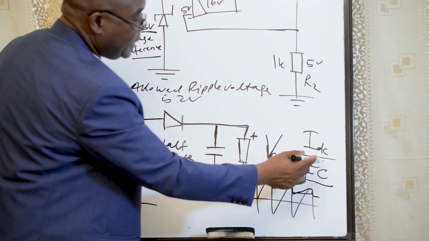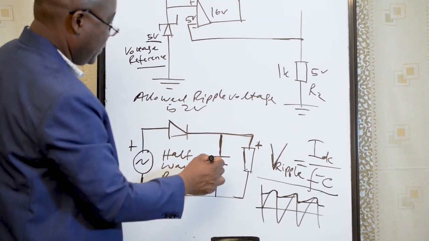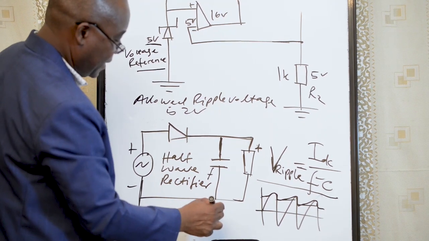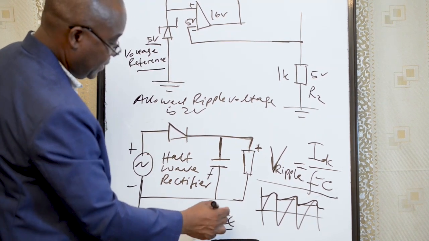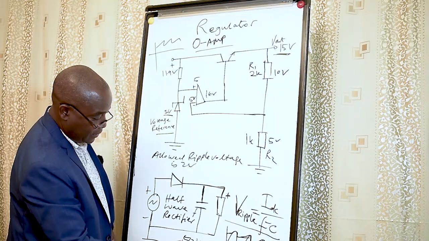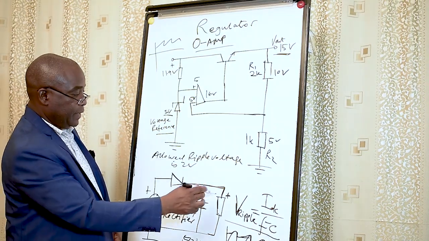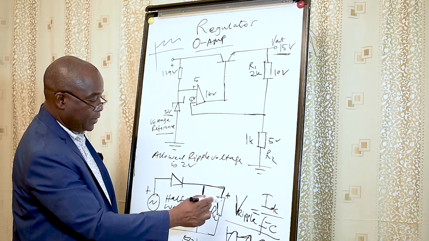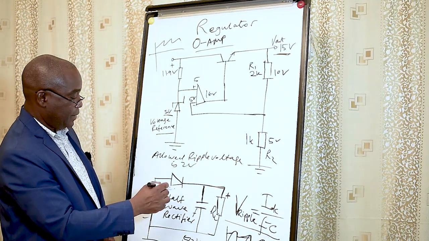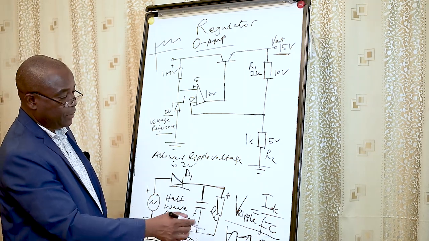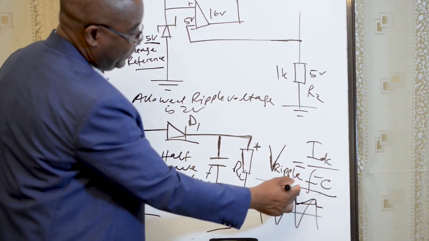This is the frequency across the capacitor, frequency in here. And the frequency in Tanzania is 50 Hz. Our frequency is 50 Hz. This is RL, a load resistor, and this is a diode, D. So the formula of a ripple is like this one.